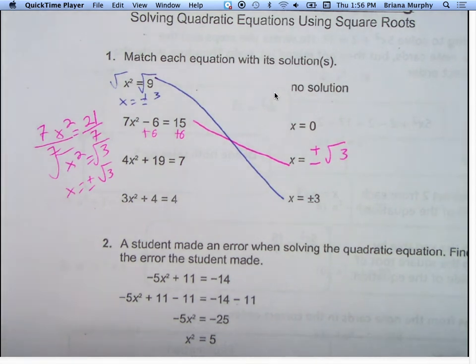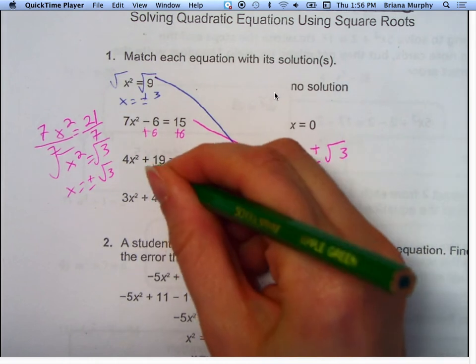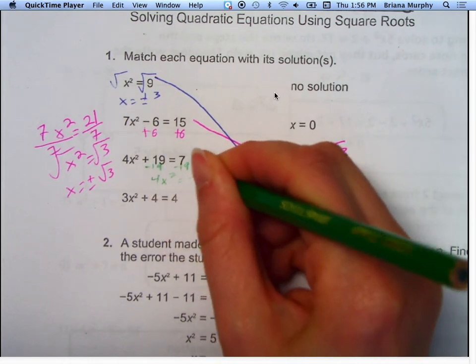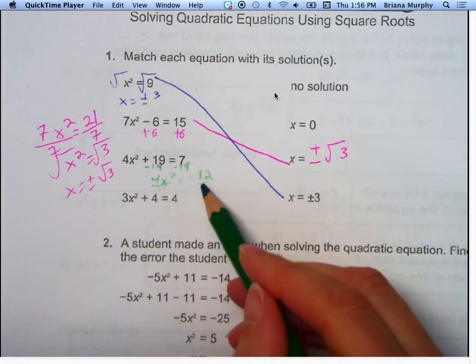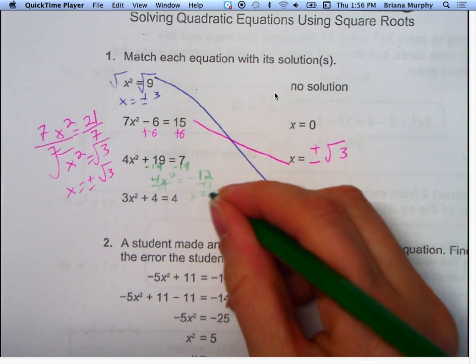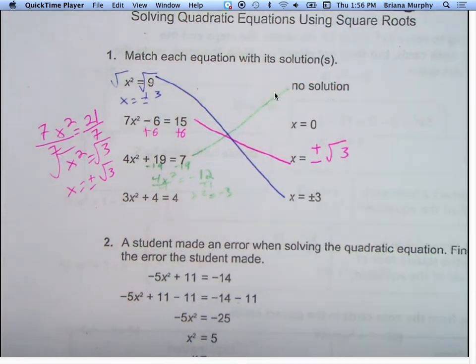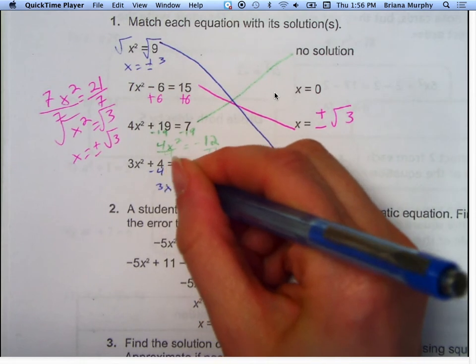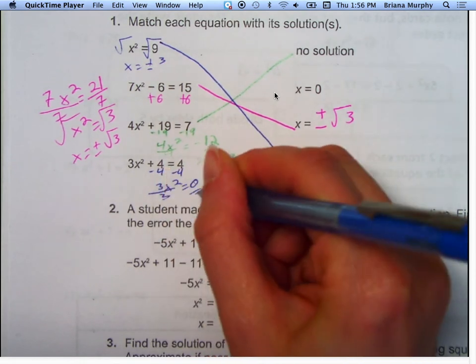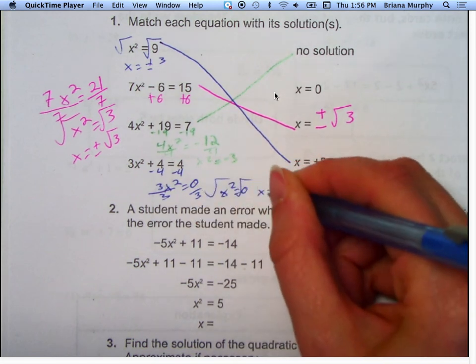The next one, I'm going to subtract 19 from both sides. I get 4x squared equals negative 12. Even if I divided it by 4, I'd still get x squared equals negative 3, right? So that's not a solution. So it should be no real solution. Okay, and our last one, we're going to subtract 4 from both sides. 3x squared equals 0. Divide by 3, we still get x squared equals 0, and the square root of 0 is still 0.